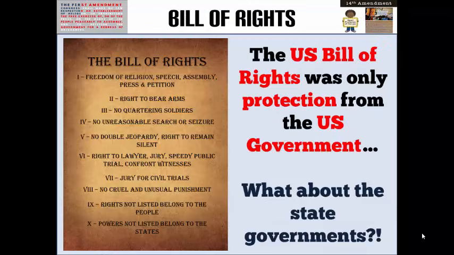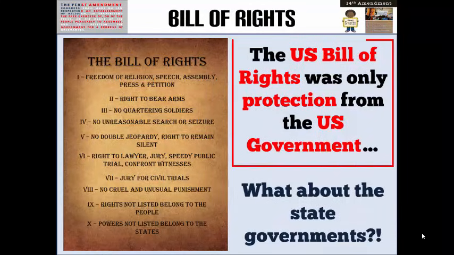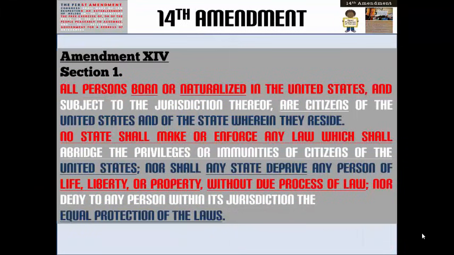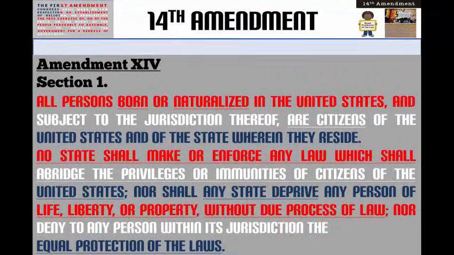So the Bill of Rights, including the First Amendment, were originally only protections from the federal or the U.S. national government. So what happens if state governments take away these rights? And this leads to our next amendment that we need to know, the 14th Amendment. The 14th Amendment is one of my favorites, and it continues to play a big role in protecting our rights.